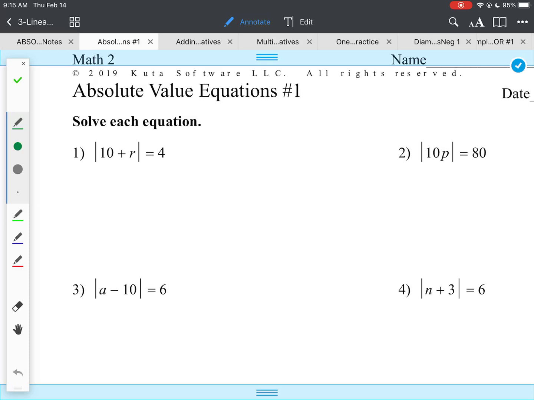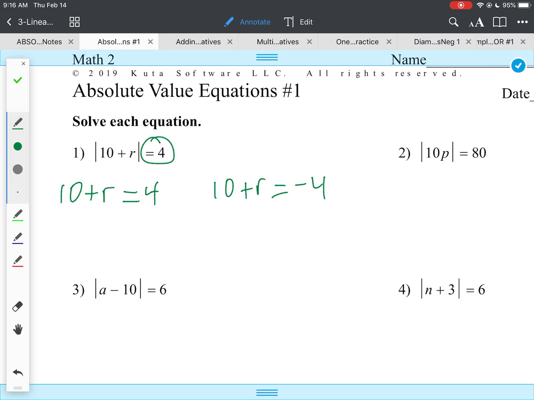So we're trying to figure out the two numbers that will make this a positive 4. Anytime we have an absolute value equation, we have to split it up into two equations. It'll be 10 plus r equals 4, and then 10 plus r equals negative 4. We have to figure out what answer can give us 4 and negative 4.